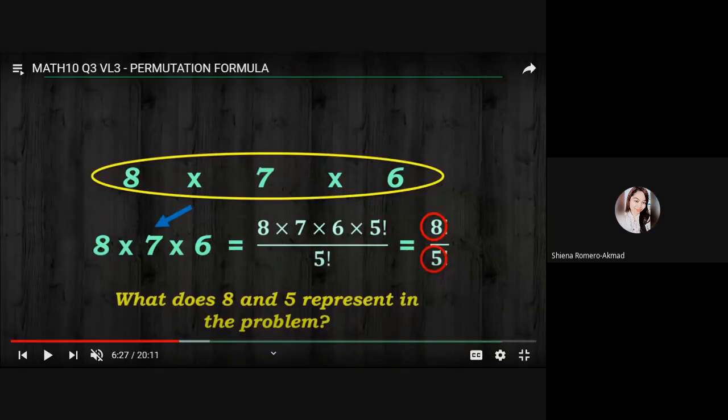Si Megan naman. Yung 8 po, nag-represent po ng total items. Tapos yung 5 po, yung remaining items po, kasi po yung tatlong items po, nilagay po sa tatlong box. Okay. So, with respect to the problem, 8 represents the number of items that we have, and 5 represents the number of items that were not chosen. Kung 5 yung items na hindi napili, how many were chosen?